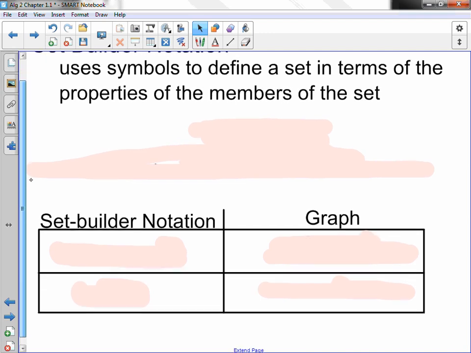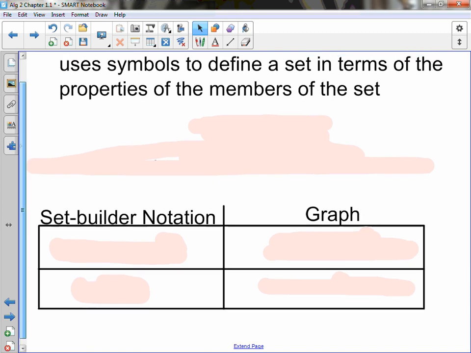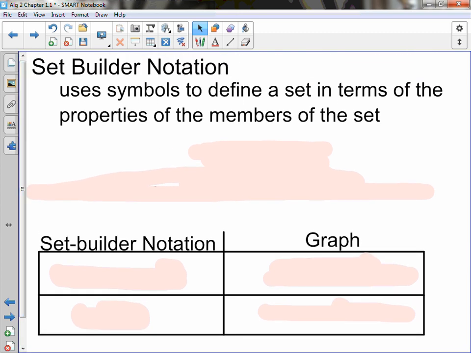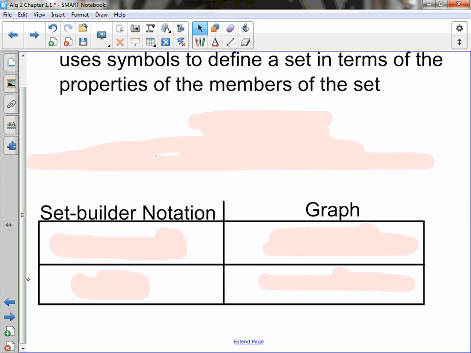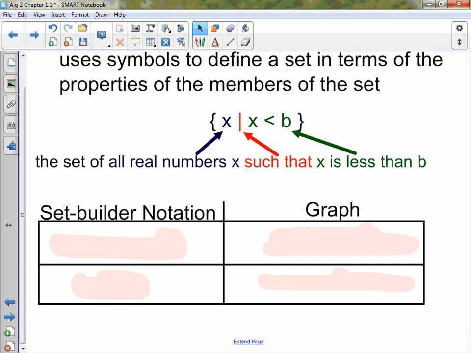Set builder notation. Okay, this is another year in a row I've meant to move this slide farther forward in this lesson, because we covered this a little bit yesterday. I really wish this was farther forward. Set builder notation uses symbols to define a set in terms of the properties of the members of the set. Now you guys have all of that down there. And we've seen this yesterday, yes?